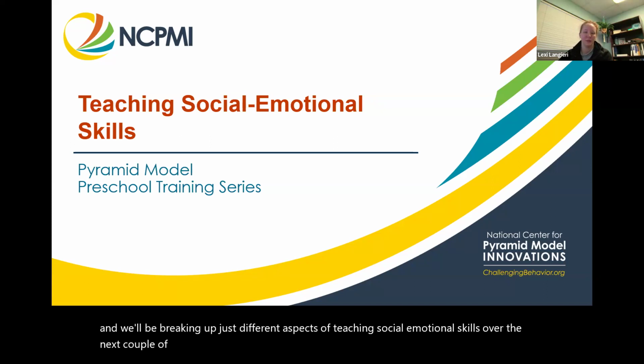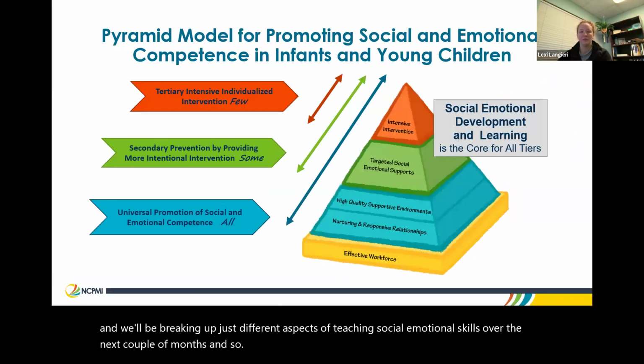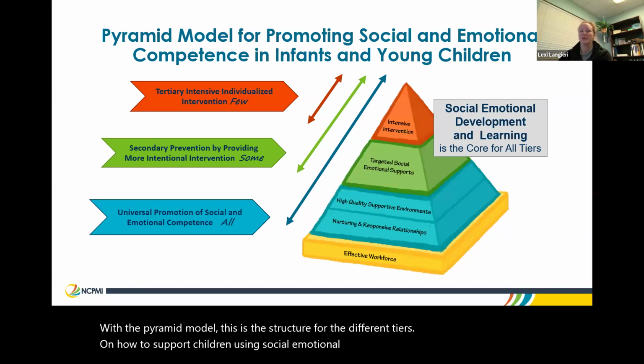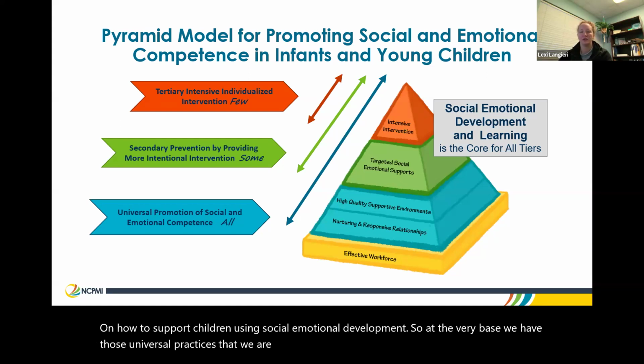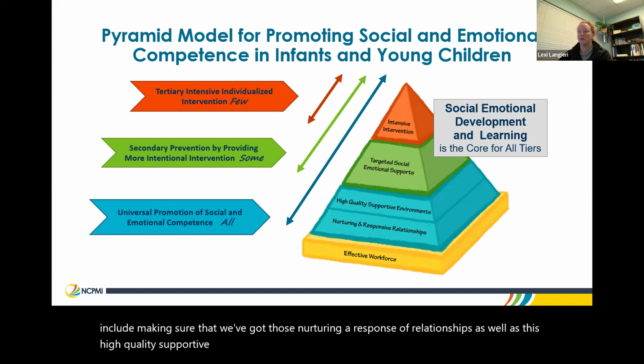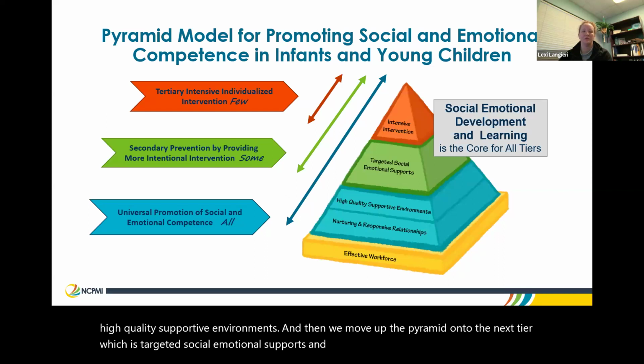And so with the pyramid model, this is the structure for the different tiers on how to support children using social emotional development. So at the very base, we have those universal practices that we are using with all of our children. And those are going to include making sure that we've got those nurturing and responsive relationships, as well as those high quality supportive environments. And then we move up the pyramid onto the next tier, which is targeted social emotional supports. And that's where we're going to be diving into starting today.